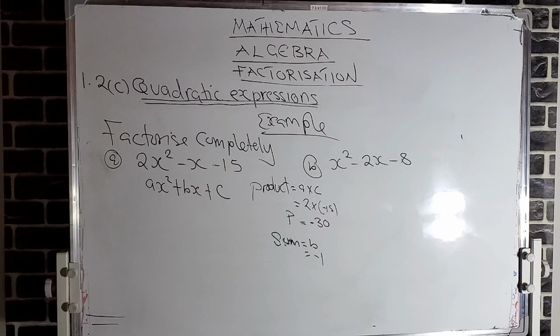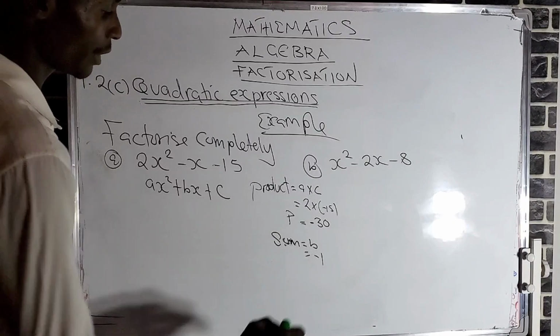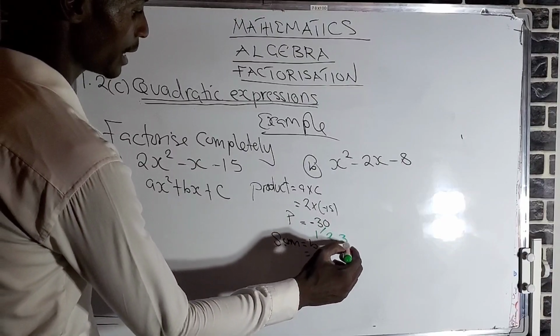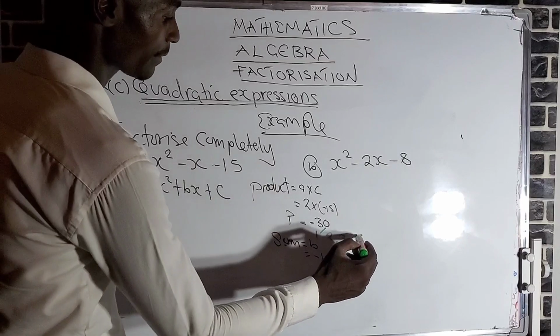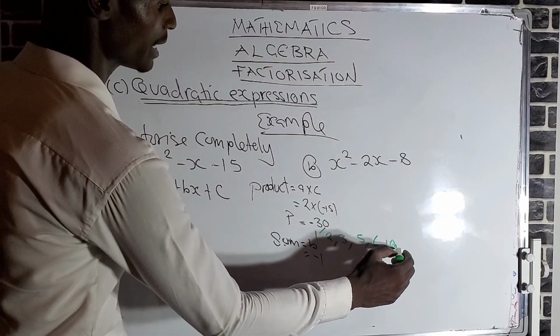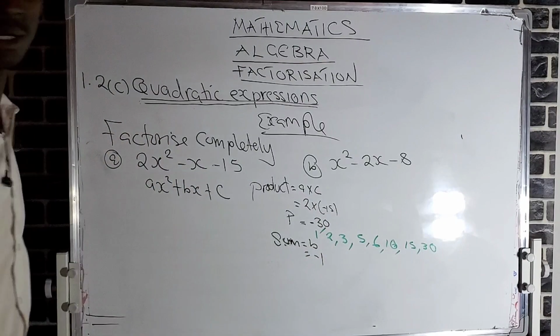Don't think of bigger numbers. Alright, first check the numbers that can go into 30. You have 1, 2 can go into 30, 3 can go into 30, 4 can't go into 30 without leaving a remainder. 5 can go into 30, 6 can go into 30, 10 can go into 30, right? Yes. 15 can go into 30, and 30 itself.